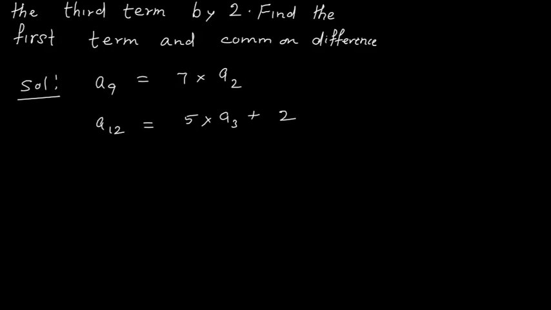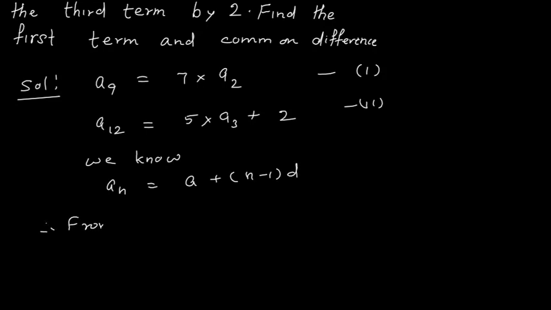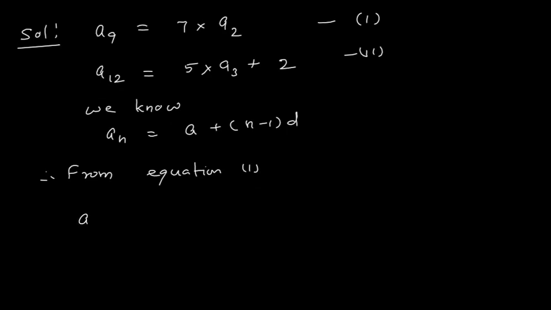Okay, so let us write their respective formulas. We know that an is equals to a plus n minus 1 d. So therefore, from equation 1, we have a plus 8 times d is equals to 7 into a plus d. That is, a plus 8d is equals to 7a plus 7d.